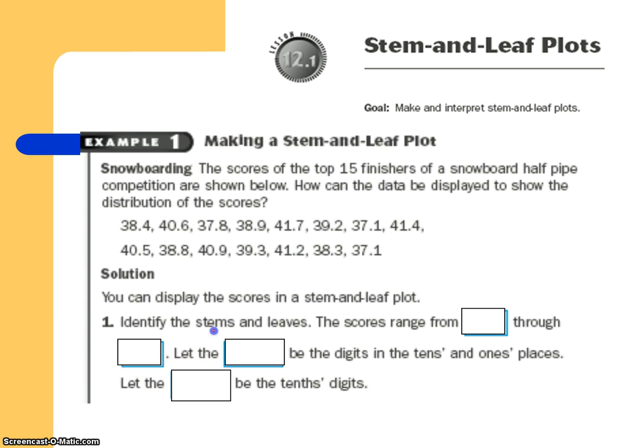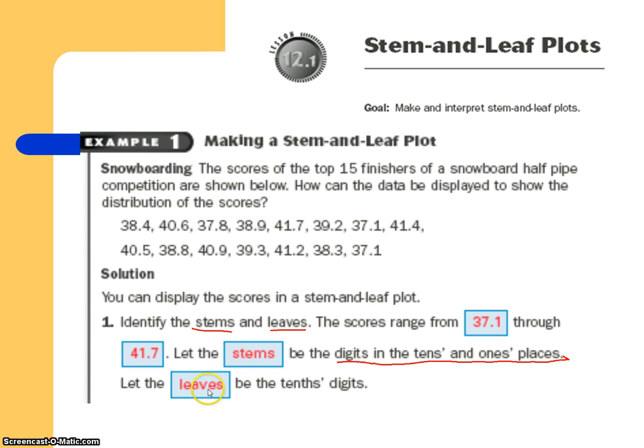First, identify the stems and the leaves. The scores range from, well, what's the lowest? The lowest number is 37.1 through, what's the highest number? 41.7. So because of that, let the stems be the digits in the tens and ones place, and let the leaves be the tenths digits. Again, this is your decimal places.